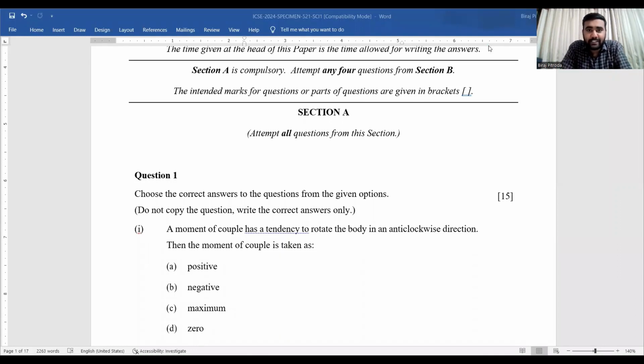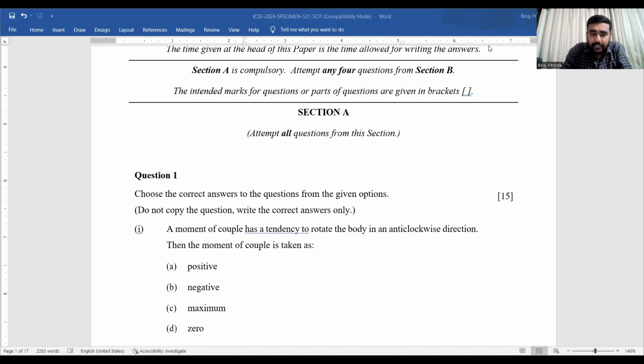So without wasting much of the time, let's start with question number one. Question number one is choose the correct answer to the question from the given options. It's very simple and easy. It's more about practical based questions, so try to understand the question very well and select the option.